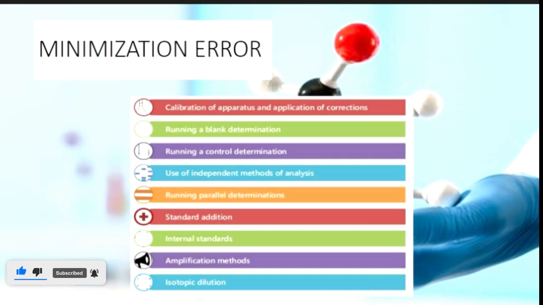Next is the amplification method. When a very small amount of material to be measured is beyond the limit of an apparatus, then the material can be reacted in such a way that every molecule produces two or more molecules of some other measurable material. So by the resultant amplification, the quantity can then be determined, which was beyond the scope of the apparatus.